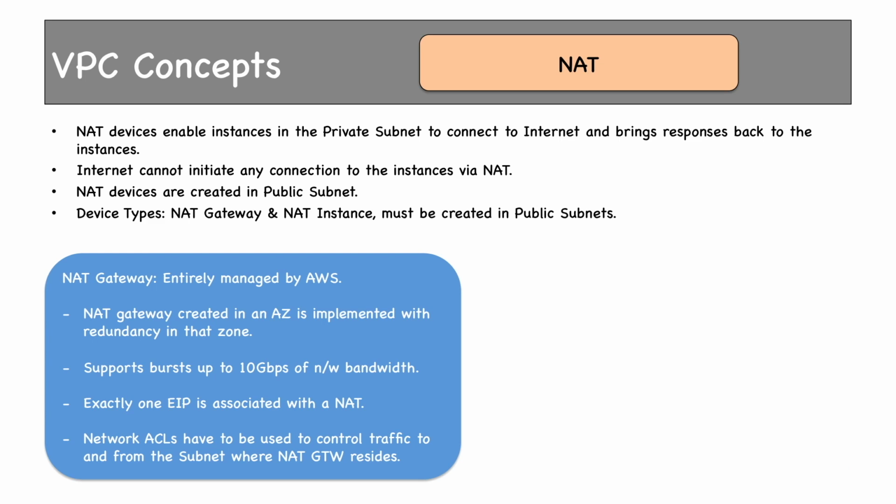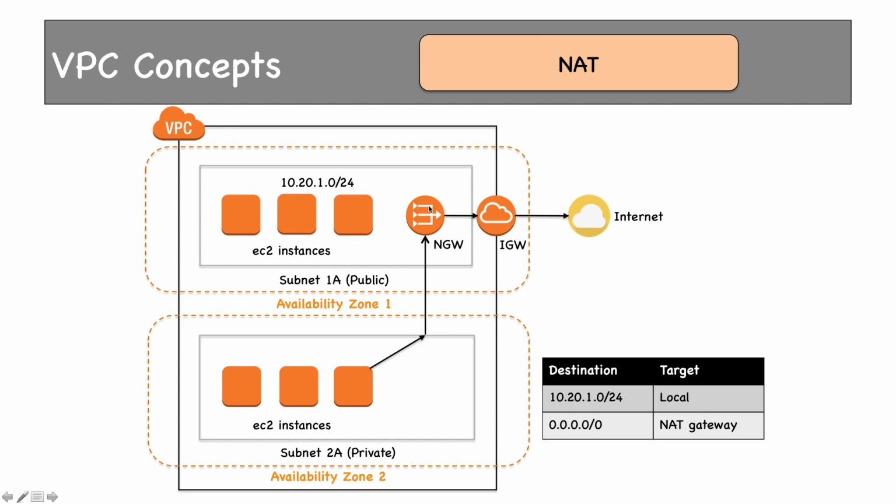Remember, it's bursts. That means if for some time you need a network speed of 10 Gbps, NAT gateway can do that. You have to attach an elastic IP with a NAT gateway. Network ACLs have to be used to control traffic to and from the subnet where the NAT gateway resides. The NAT gateway is in a public subnet, so you have to make sure that network ACLs in the public subnet are modified accordingly.